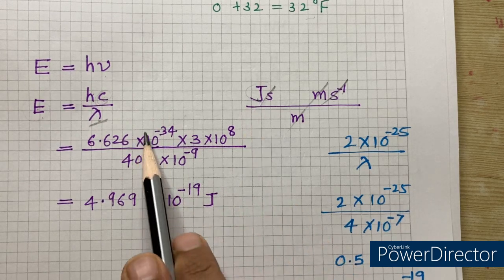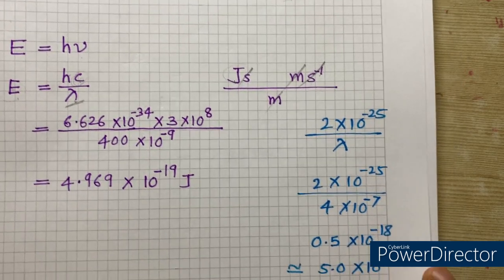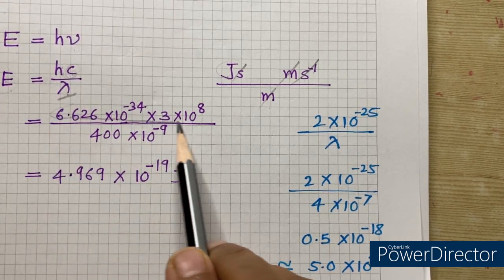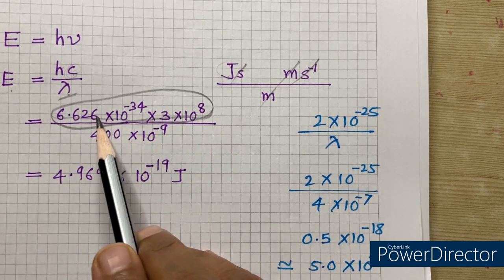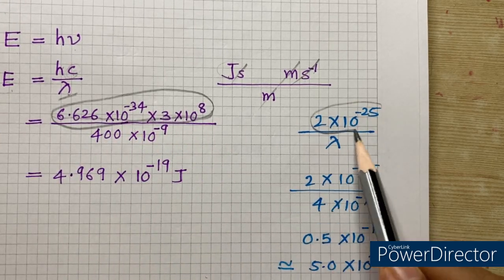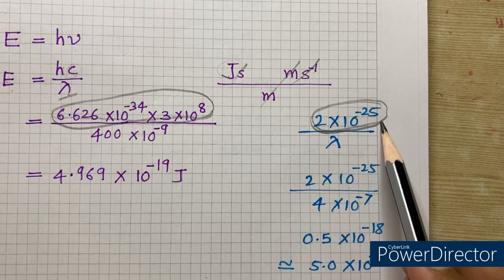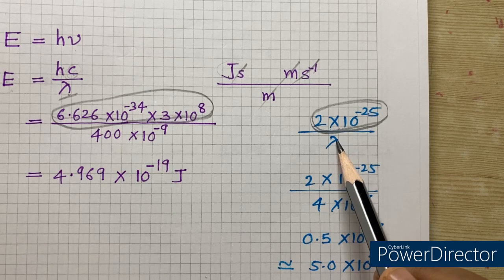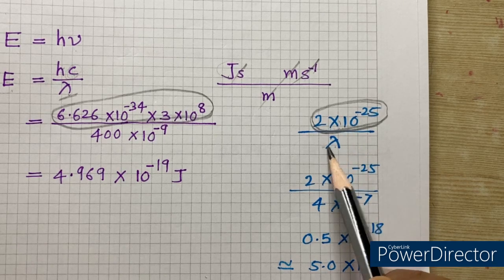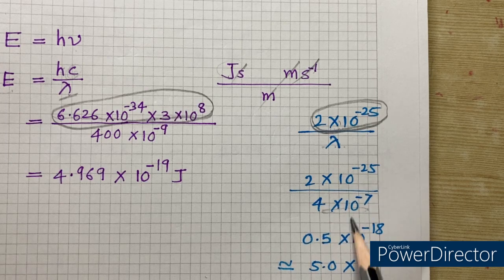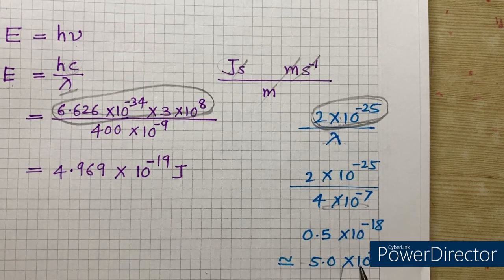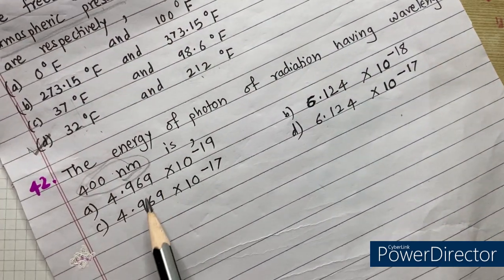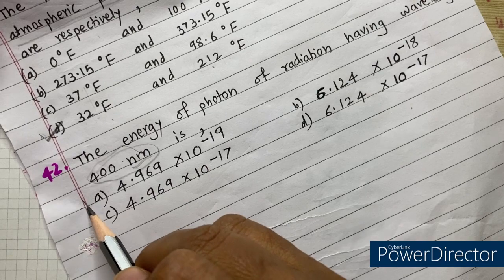Okay. Now substitute the values and find out the answer. But here remember one trick. Here this and these values are constant. Therefore, calculate this. This is 2 into 10 raised to minus 25. Now remember this value. Therefore, the calculation becomes very easy and we will get the quick answer. This divided by the wavelength in meters and find out the approximate answer. Now, approximately 5 into 10 raised to minus 19. That is this one. Answer is this.